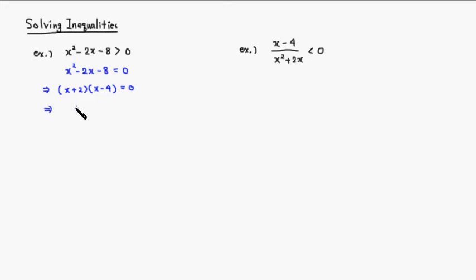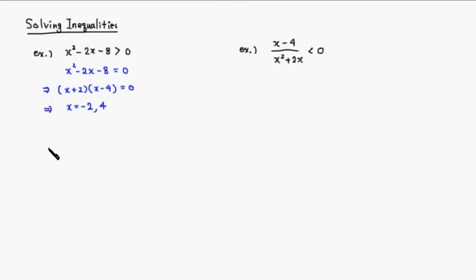So the equality gives you a couple of solutions. x equals negative 2 by setting this factor equal to 0, and x equals 4 by setting the other factor equal to 0. Of course, these are not the solution of the inequality, but they are solutions for the equality. So what we do is use these 2 numbers to place tick marks on a number line.